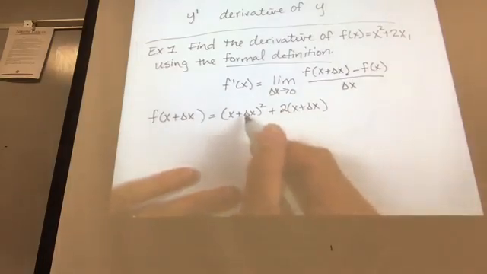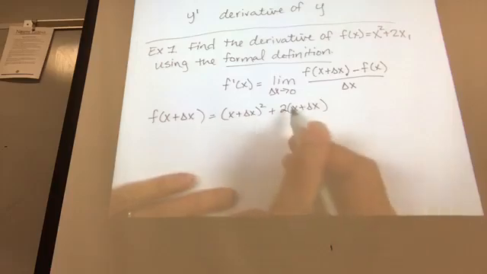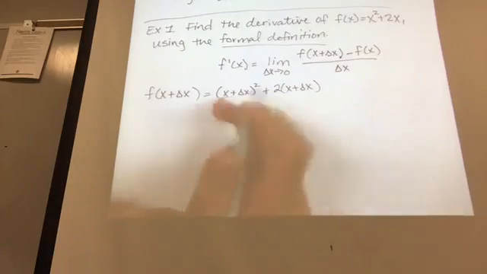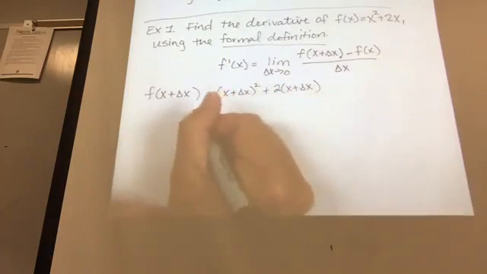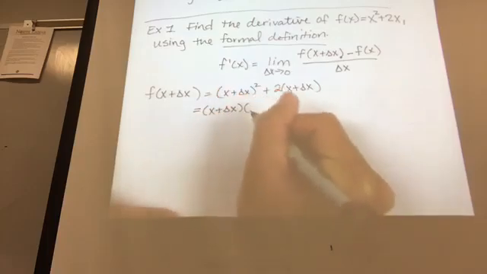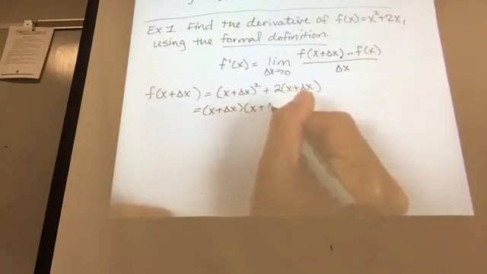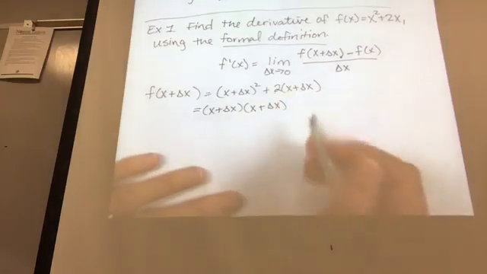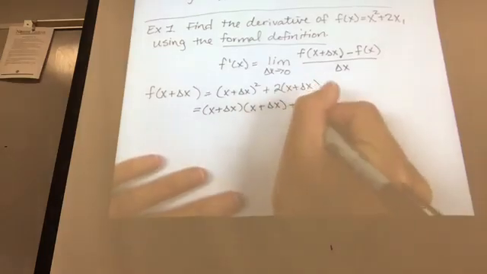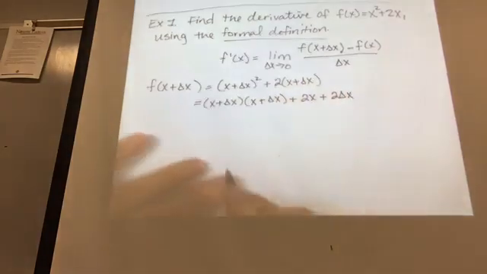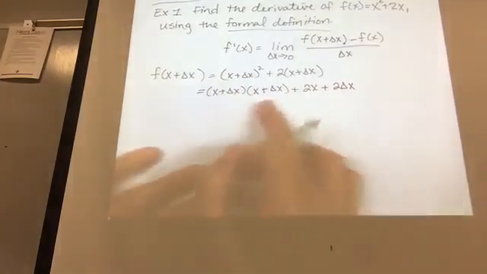So plugging in to our function. Y'all remember doing this in pre-cal? Alright, so right here I have a binomial squared, so I have to expand it and FOIL it. And then over here, 2 times x plus the change in x, I can go ahead and distribute the 2. So that gives us plus 2 times x plus 2 times the change in x. Alright, so now let's FOIL.